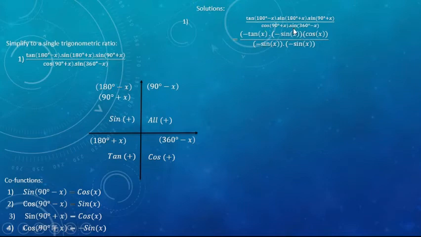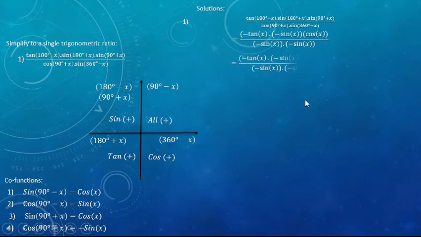And then for this one, 360 minus x is in the fourth quadrant. Only cos is positive in the fourth quadrant, so sine is going to be negative. This will be reduced to negative sine x. So we have used our reduction formulas and cofunction formulas to reduce this into this.